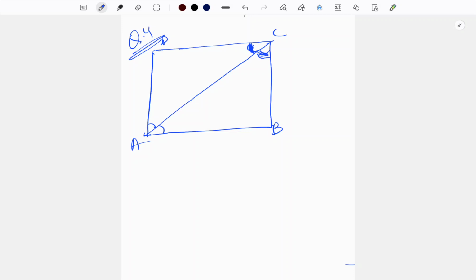The second part is that diagonal BD bisects angle B as well as angle D. So this equal to this and this equal to this. Now let us go one by one. First part is asking ABCD is a square.